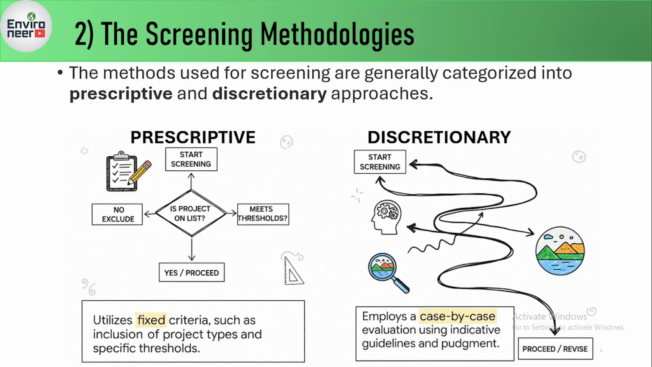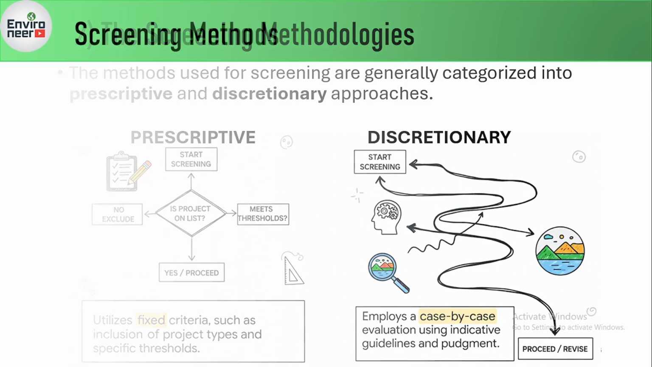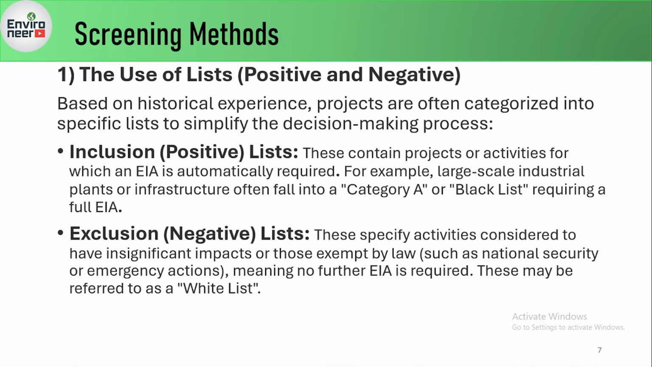But then, on the other side, you have the discretionary approach. This is much more like a detective's investigation. Instead of rigid rules, it relies on guidelines and the professional judgment of experienced assessors. They look at each project case by case, which gives them a lot more flexibility to consider the specific location or the technology being used. Of course, it can take more time, but you often get a much more tailored decision. In reality, a lot of modern systems use a mix of both. So let's look at the specific tools that bring those approaches to life.